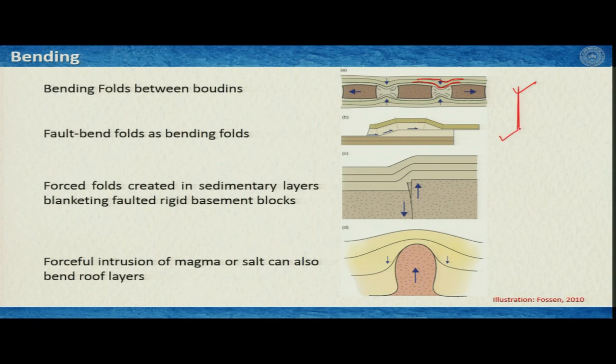Also, we see them in fault bend folds, or sometimes we call them forced folds, when you have a fault at the bottom in brittle layers, and then you have some layers that can adjust to the fault at the bottom, and therefore you form a fold-like structure, and these are bending folds. Sometimes on a large scale you also form bending folds, particularly during magma intrusion or when a salt dome comes up to the surface. You can imagine this is a salt dome, the pink one, and the layers surrounding it, it has to intrude, and then it forms a folded feature, and this is a bending type of fold.